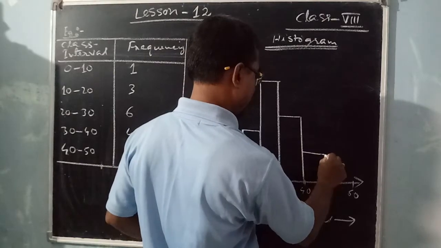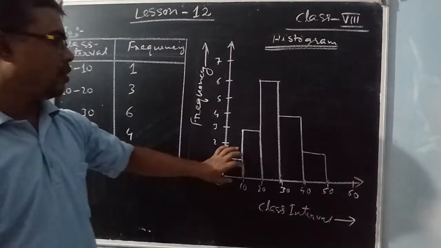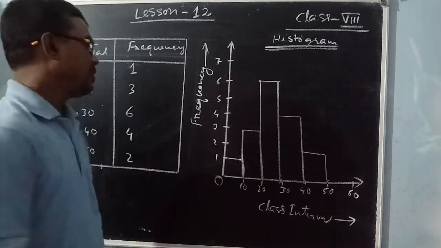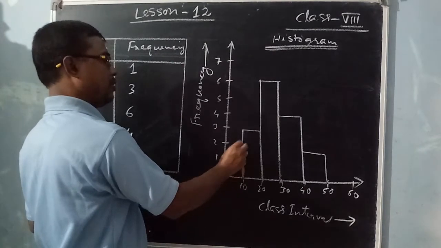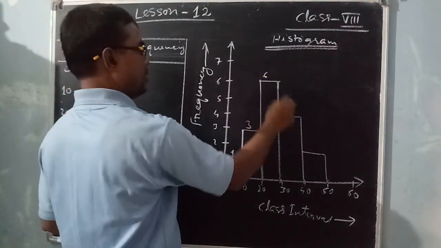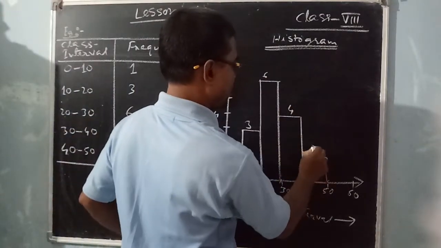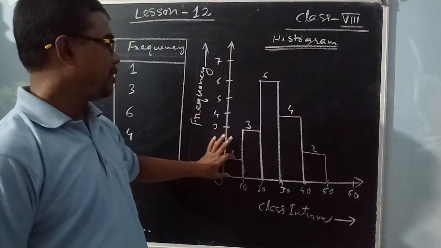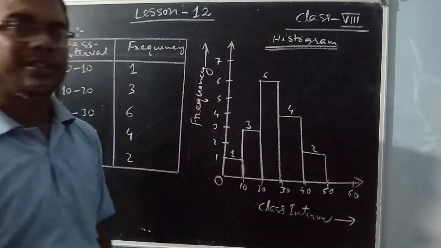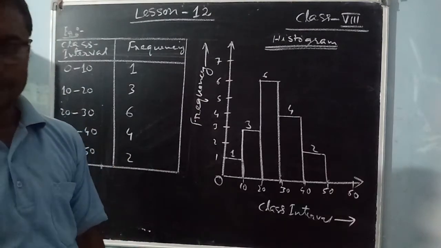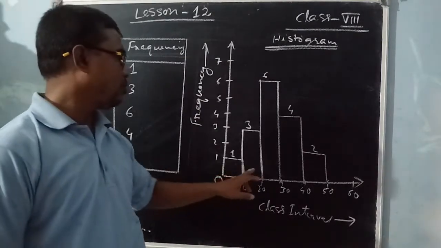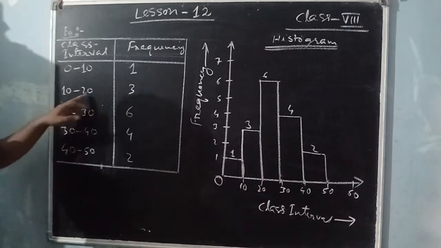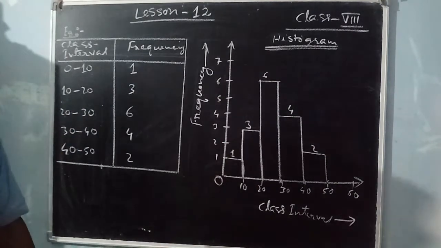Like this, all bars are formed. So this is for 1, this is for 3, this is for 6. If you want, you can write here 1, 3, 6, 4, 2. Here this width is for class interval and this area or height is for frequency. So this is called a histogram. In a histogram, between two rectangles there is no gap. All rectangles are joined because here all are continuous, 20, 20, 30, 30, so there should not be any gap.